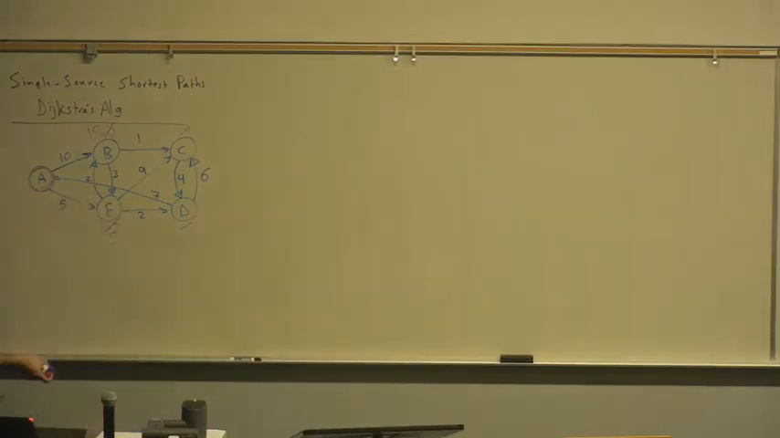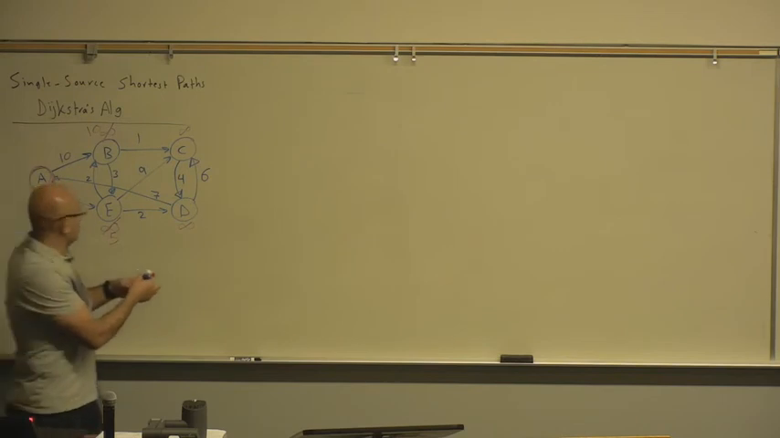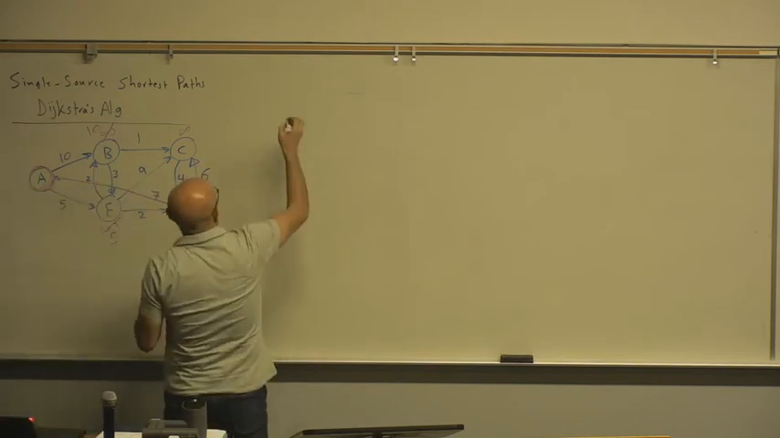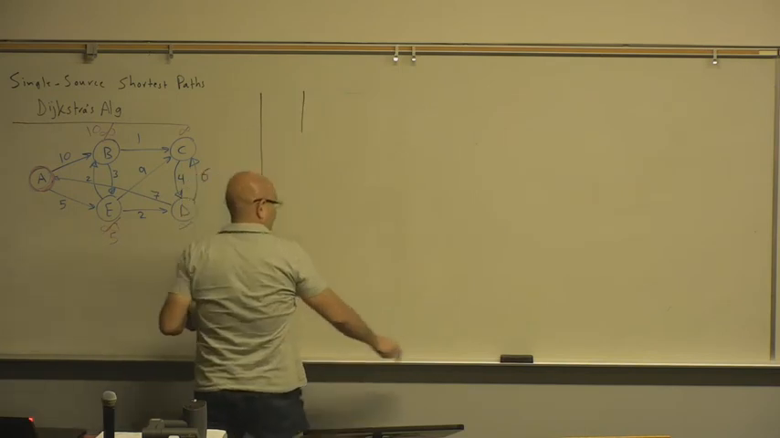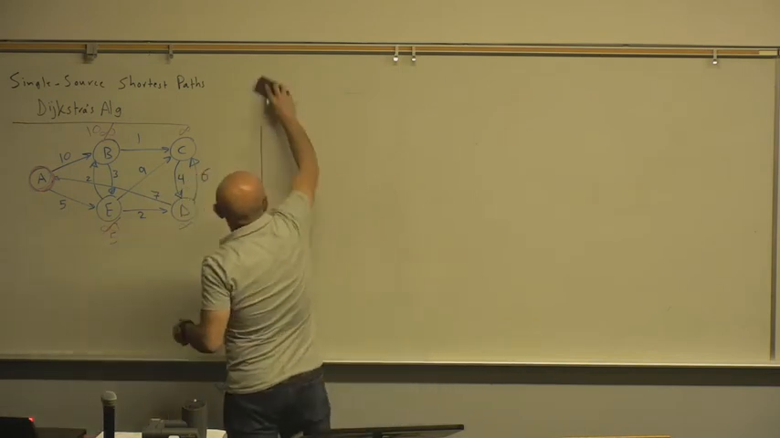Now, given this argument, we know at this point that E cannot get any better, but B may get better, and in fact it will get better. So what we will do is the following. We will put the vertices in a data structure that we will describe later, what that data structure is.